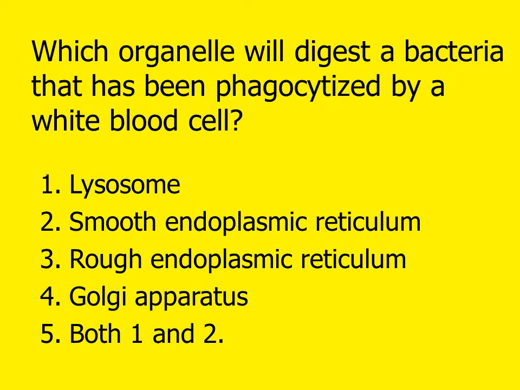Alright, which organelle will digest a bacteria that has been phagocytosed by a white blood cell? Phagocytosis just means eating, like a white blood cell ate a bacteria. Which organelle in that white blood cell will digest it? The answer is, of course, number 1, lysosome, because those are the garbage disposals.